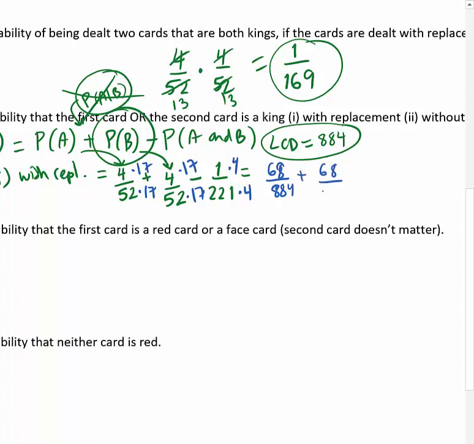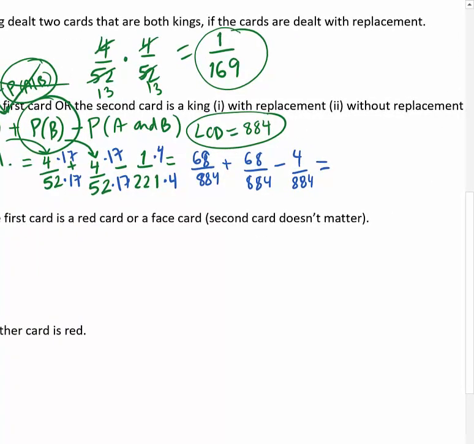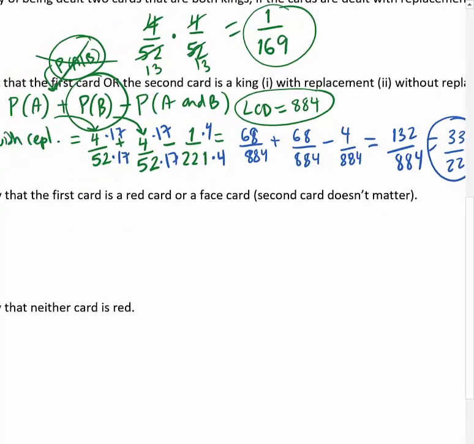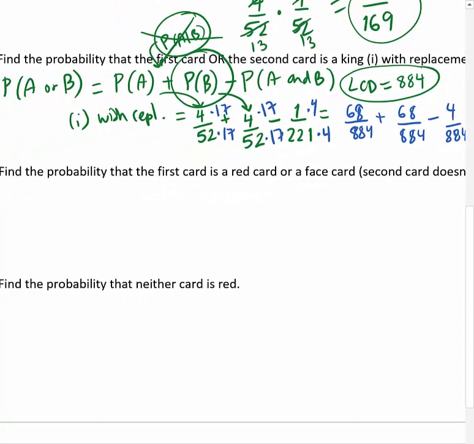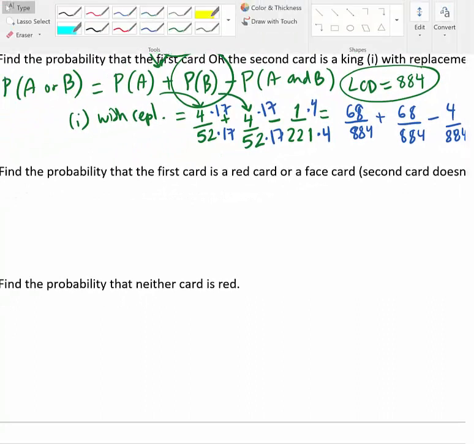That's the first fraction. The other fraction is the exact same. The last one is 4 out of 884. So if we add and subtract those, we get 136 minus 4, 132 out of 884. I think that reduces by 4 at least. You get 33 out of 221. Don't worry about the fractions, it won't be that big on an exam. That's just for an example.